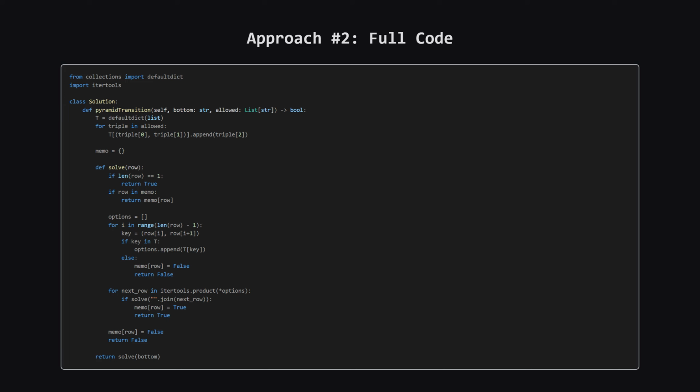Here is the complete Python solution for the DFS approach. It might look a bit dense, but the logic is straightforward. We build our map, define a recursive function called solve, and use memoization to remember rows we've already checked, so we don't repeat work. Let's break this down into smaller chunks to really understand what's happening.